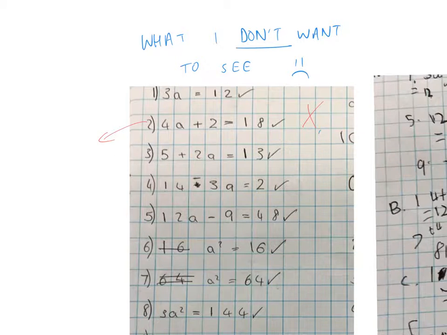So I wanted to see here 4 brackets plus 2. And I believe the answer was A was equal to 4. So 4 would have gone in there. That would have been 16 plus 2, which is 18. That's what that should have looked like.